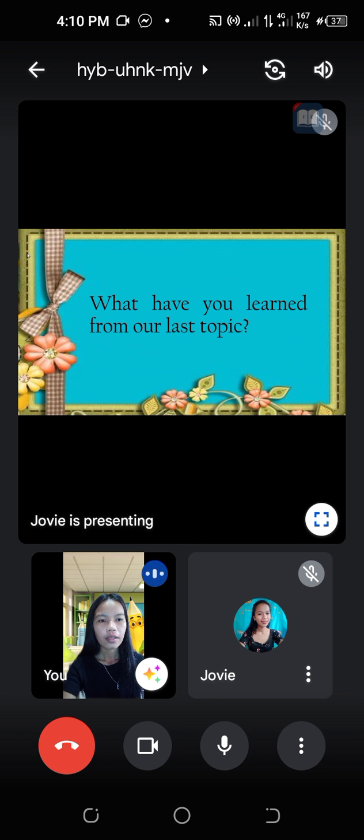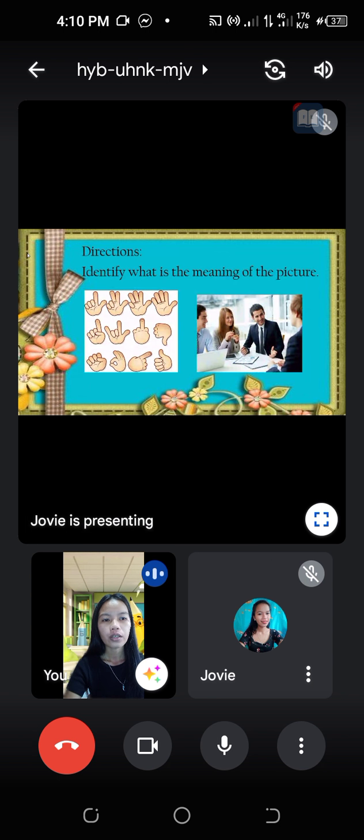Okay. I have pictures here. You are going to identify what is the meaning of the pictures. I am going to group you into four, go to your respective groups and start answering now. Okay, time is up. For the first picture, what was the meaning? Okay, very good. It is a hand signal. Okay, next for the second picture. Okay, that's right. It is about verbal chatting or face-to-face conversation.